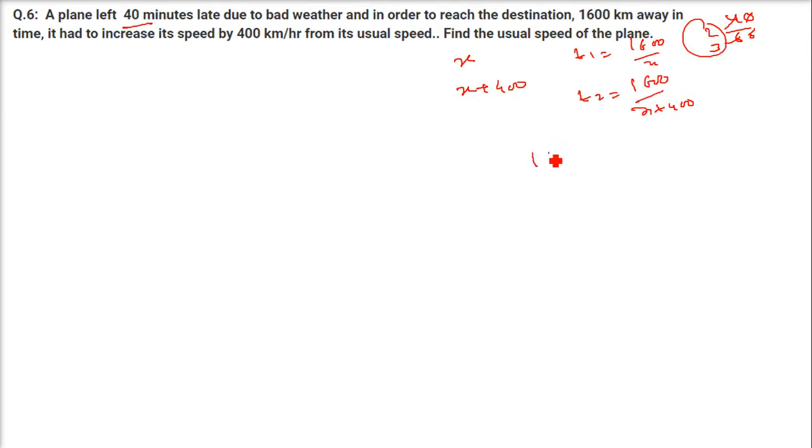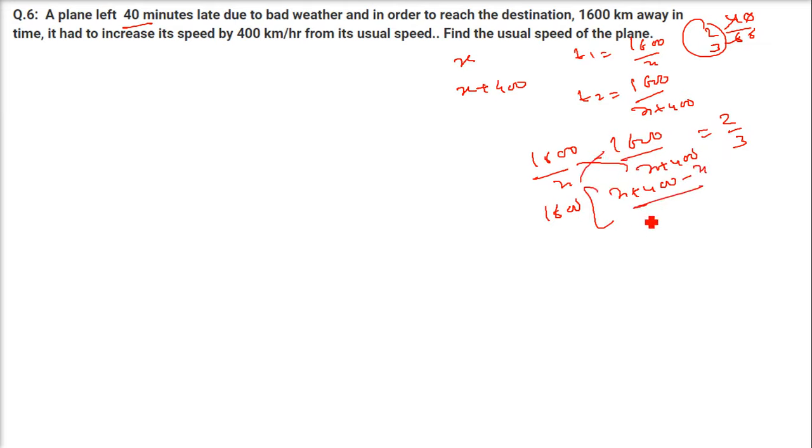So the difference is 1600 by x minus 1600 by x plus 400 is equal to 2 by 3. Take 1600 common, you take x plus 400 here, minus this x, by x into x plus 400, equal to 2 by 3. This gets cancelled, you get 1600 into 400. I am taking 2 by 3 on this side, so this will be 3 by 2. This will be x square. I am taking this in the numerator here, x square plus 400x.